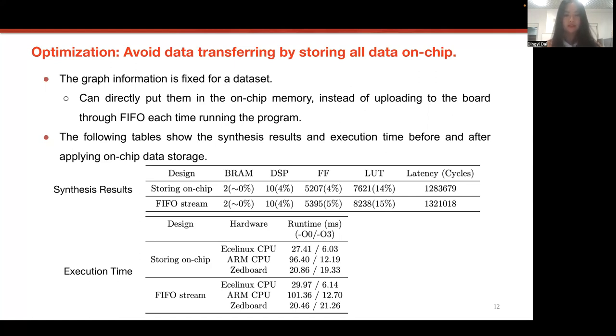And here, the following tables show the synthesis results. From the first table, we can see a slight reduction for this storing on-chip optimization, as well as the latency reduction. And in the second table, which is about the execution time, there is a surprising result here: if we use the O3 compiler optimization on CPU, we can actually get significantly better results than the on-board optimization. So that's the reason why we didn't apply this strategy to our final design.